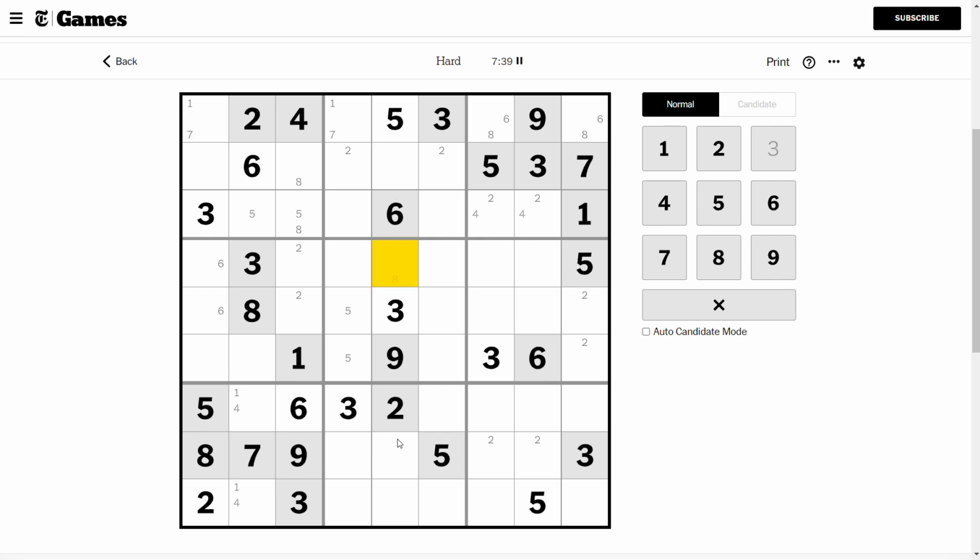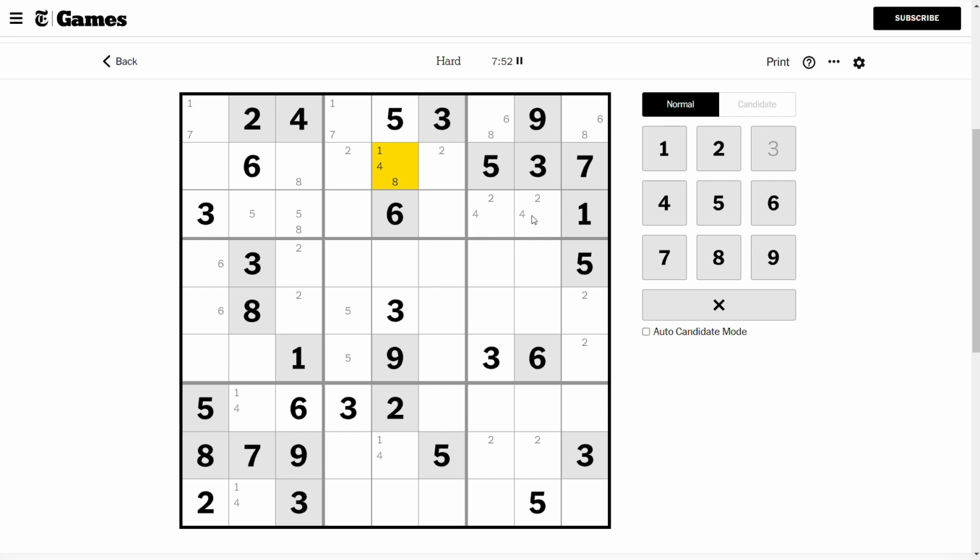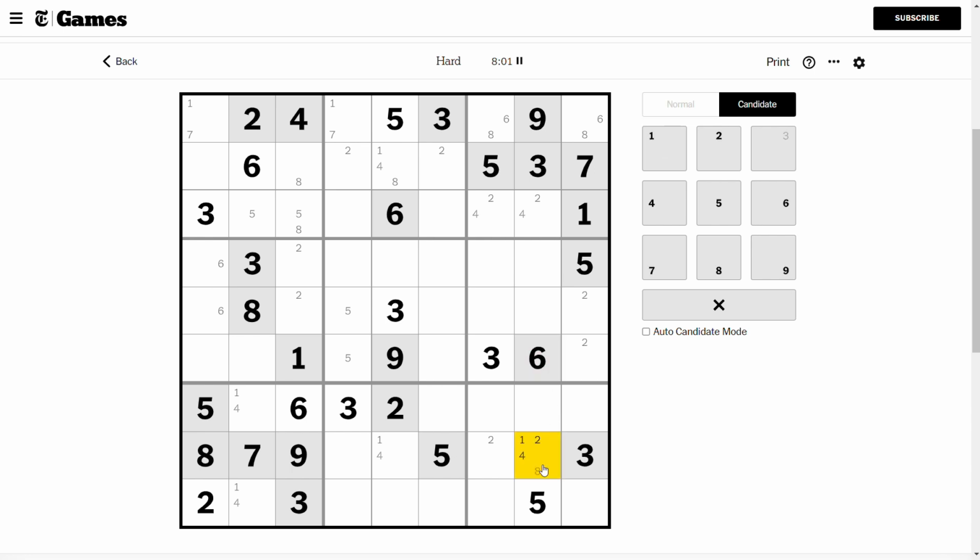In column 5, the missing digits are 1, 4, 7, and 8. This cell sees 7 and 8, so it can only contain either 1 or 4. This cell sees 7, so it's 1, 4, or 8. In row 8, the missing digits are 1, 2, 4, and 6. This cell sees 6, so it's 1, 2, or 4.